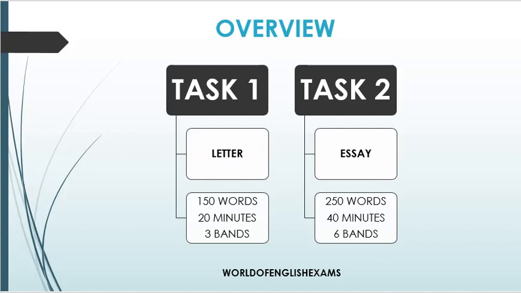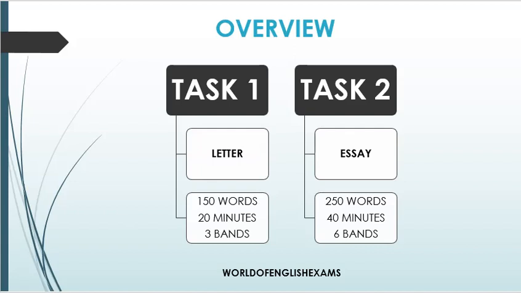So if you think that you will take more number of minutes to write the letter, that's completely fine as long as you are able to complete both the tasks within the time frame. Then 33% of your score is given by task 1, which is equivalent to 3 bands out of 9.